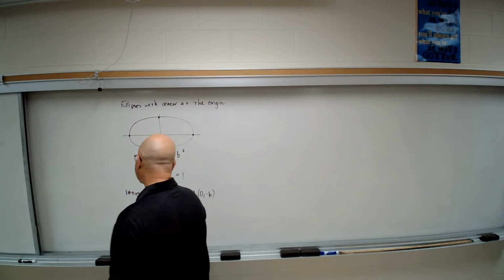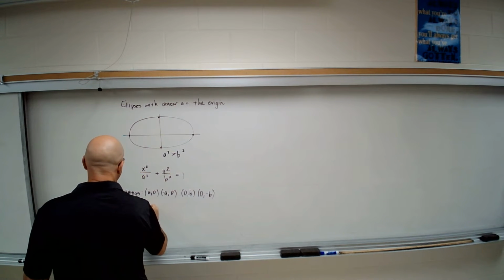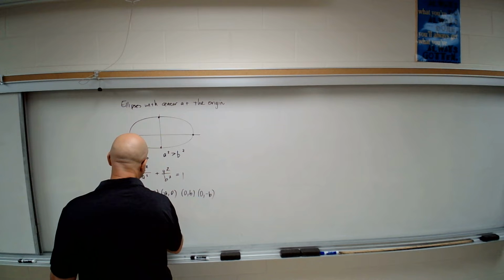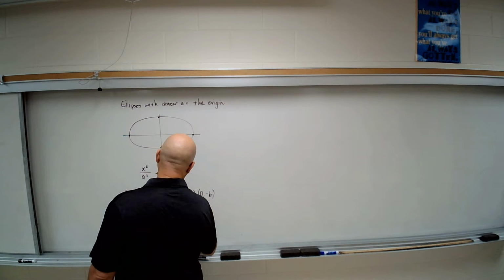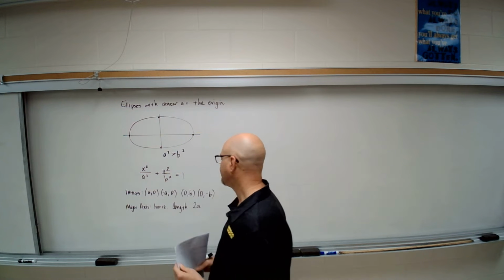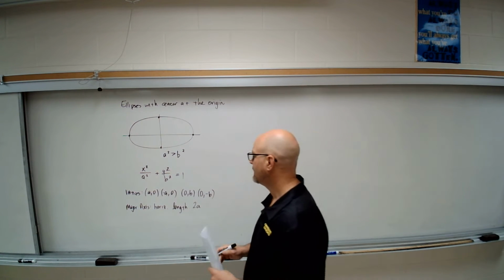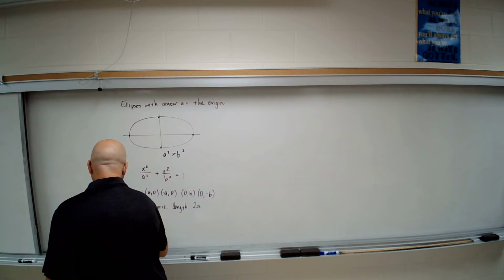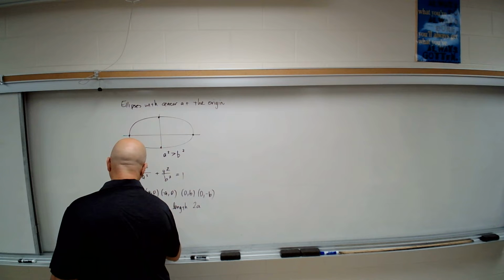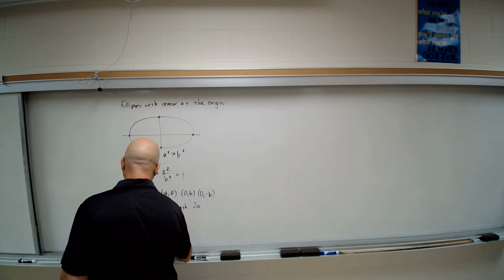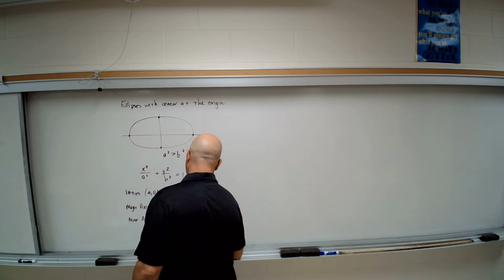The major axis is the longer one, so it's going to be horizontal in this case. And it's going to have a length of 2a. And then our minor axis is going to be vertical. And it's going to have a length of 2b.